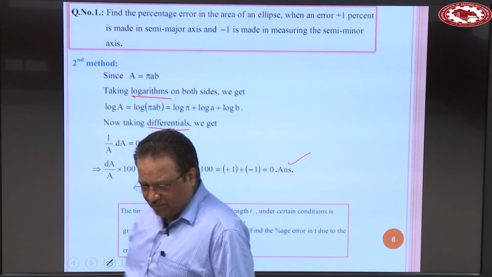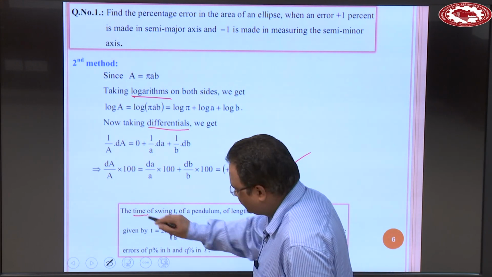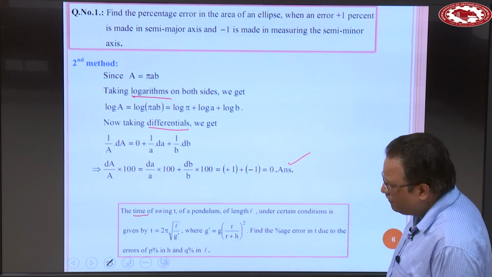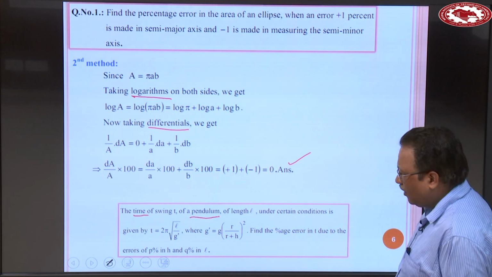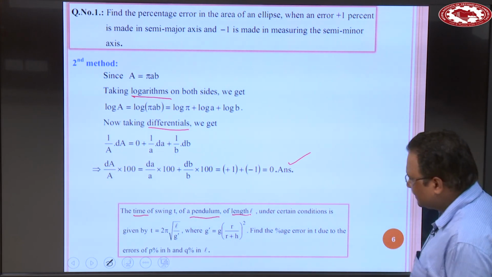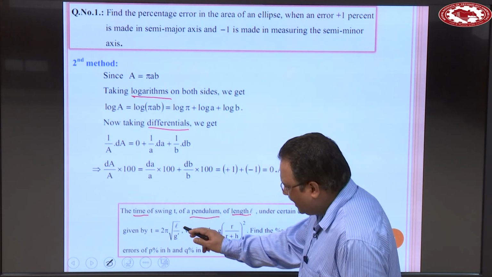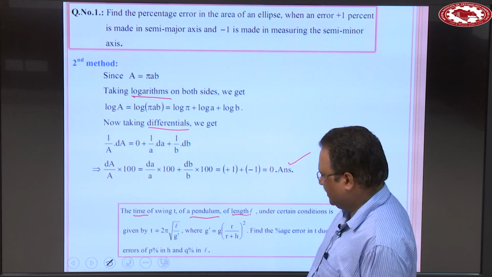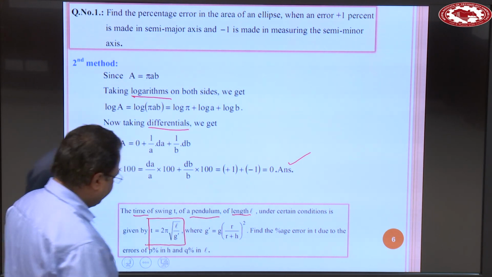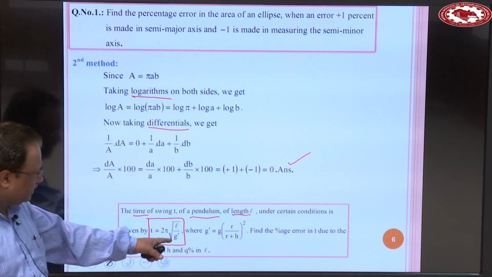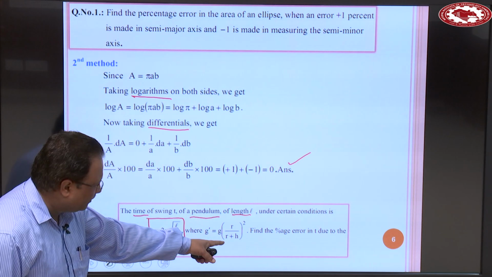Now, the next problem is also important. Write down the statement. The time of swing T of a pendulum of length L under certain conditions is given by T is equal to 2 pi under root L over G dash. This equation is given, where G dash is equal to G R squared over (R plus H) squared.